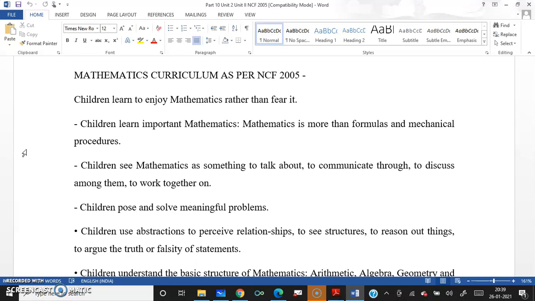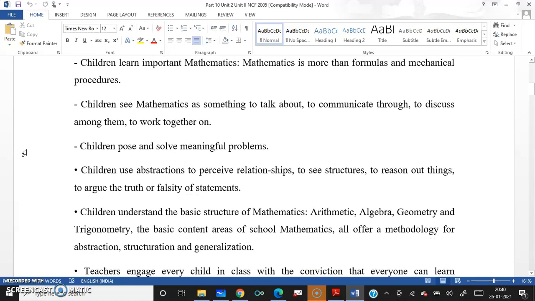Children pose and solve meaningful problems. They should be allowed to give some meaningful problems, and you should also give some meaningful problems to them, right? Children use abstractions to perceive relationships, to see structures, to reason out things, to argue the truth or falsity of statements. Whatever the real-life situation is, that should be converted into abstract things, and they should find what the relationship is and what the structure is there. All this students should understand.